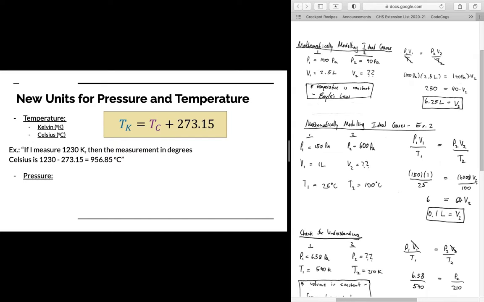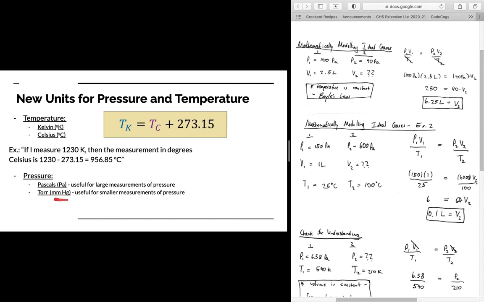Now for pressure, we have new units. We have Pascals, measured in Pa, which is useful for large measurements of pressure. Like tire pressure, things that we might typically measure in PSI in the United States. Then Torr, which is millimeters of mercury, which is useful for smaller measurements of pressure, and is used to measure, say, blood pressure. If you've ever been to a doctor and had your blood pressure taken, it is recorded in Torr, millimeters of mercury.